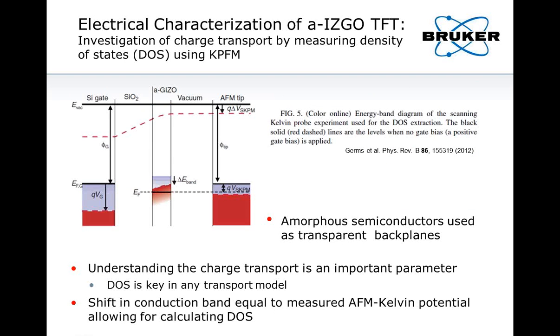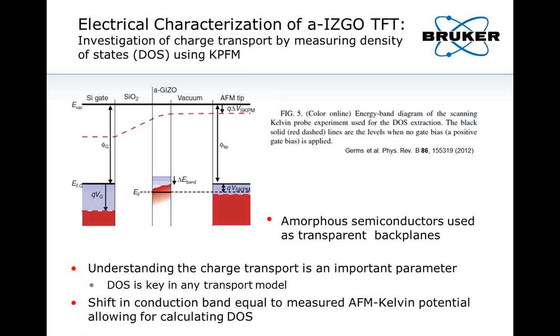Now let's come to the transistor example that I showed you in the beginning on one of the introductory slides. So amorphous semiconductors are used as transparent backplanes to drive the pixels in an OLED or on an LCD display. And one of the things that is important to understand is what exactly is the charge transport mechanism of one of these devices.